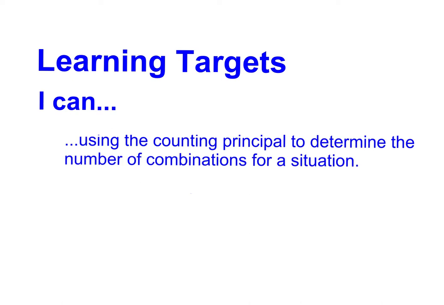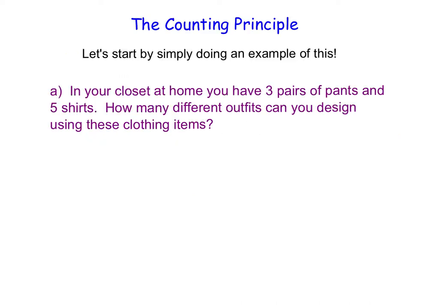So in this video, we're going to use something called the counting principle to determine the number of combinations for a situation. Now, the easiest way to learn the counting principle is actually to see a couple of examples. So here, let's read through. It says, in your closet at home, you have 3 pairs of pants and you have 5 shirts. How many different outfits can you design using these clothing items?